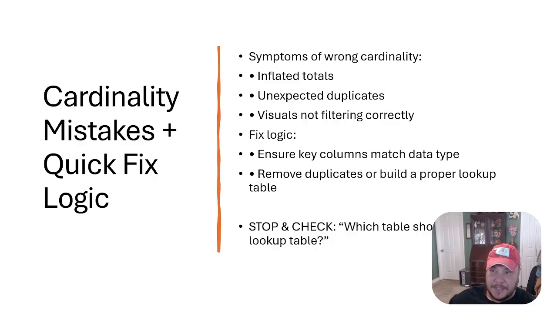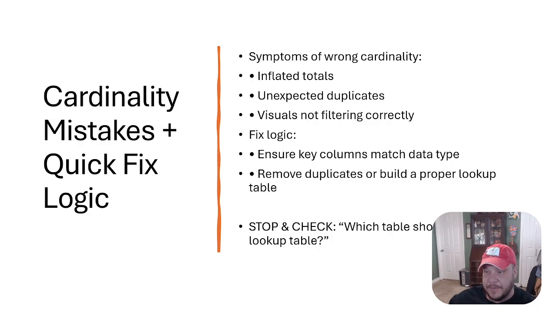Now, cardinality has mistakes, and there are some quick fixes we can do. Here's what wrong cardinality looks like in real life. Totals that are way too big, counts that don't match what you expected, slicers that behave inconsistently, and visuals that stop matching each other. When that happens, don't panic, just diagnose. Fix the logic. It's usually one of these.